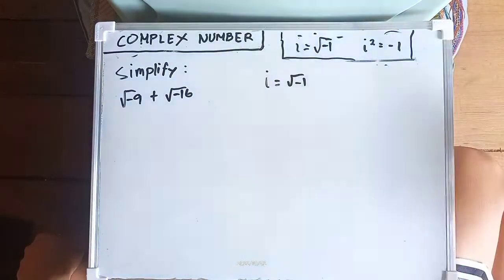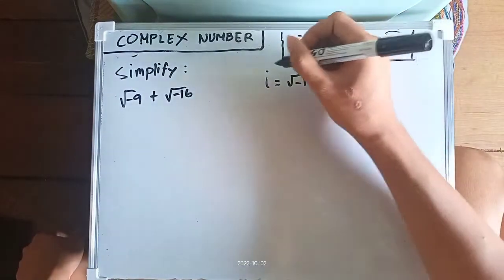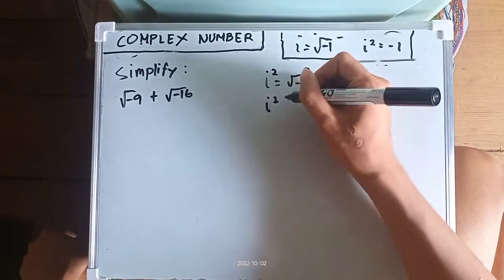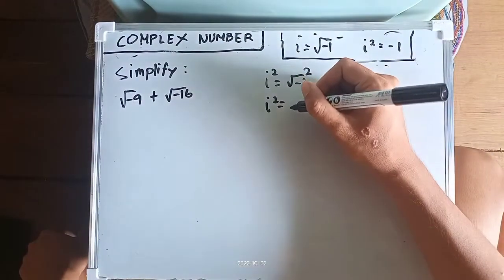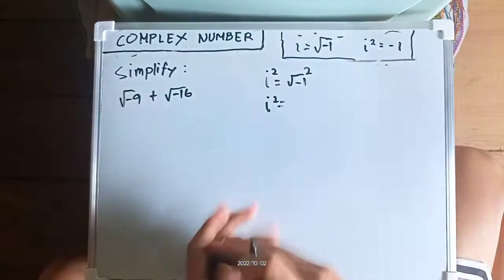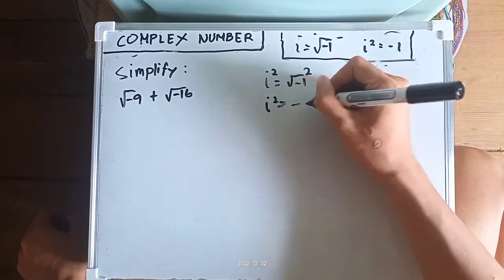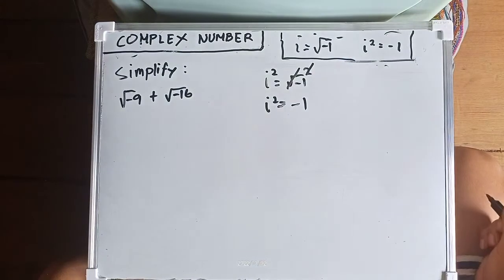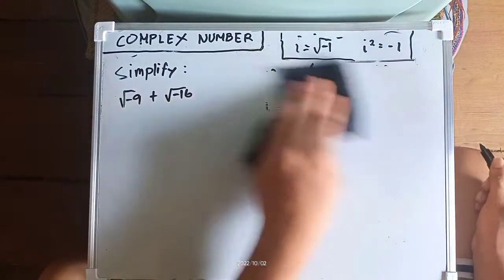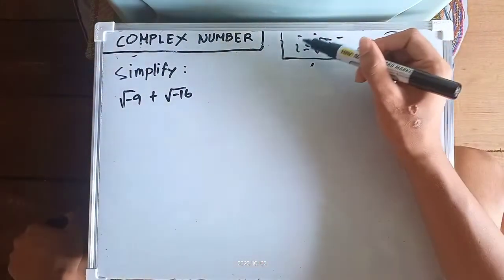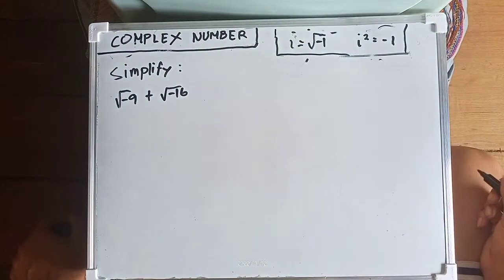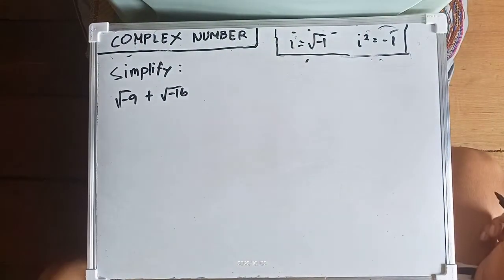And if we square both sides, therefore our i squared is equal to negative 1, because it will cancel the square root. So first we must remember that i is equal to the square root of negative 1, and i squared has the value of negative 1.